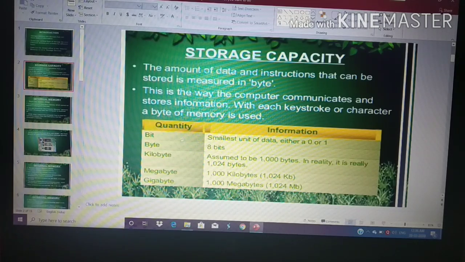The smallest unit of data is known as a bit. It can store only 0 or 1. So 1 byte is equivalent to 8 bits. 1 kilobyte is equal to 1000 bytes. 1 megabyte is equal to 1000 kilobytes or KB. 1 gigabyte is equivalent to 1000 megabytes or MB.